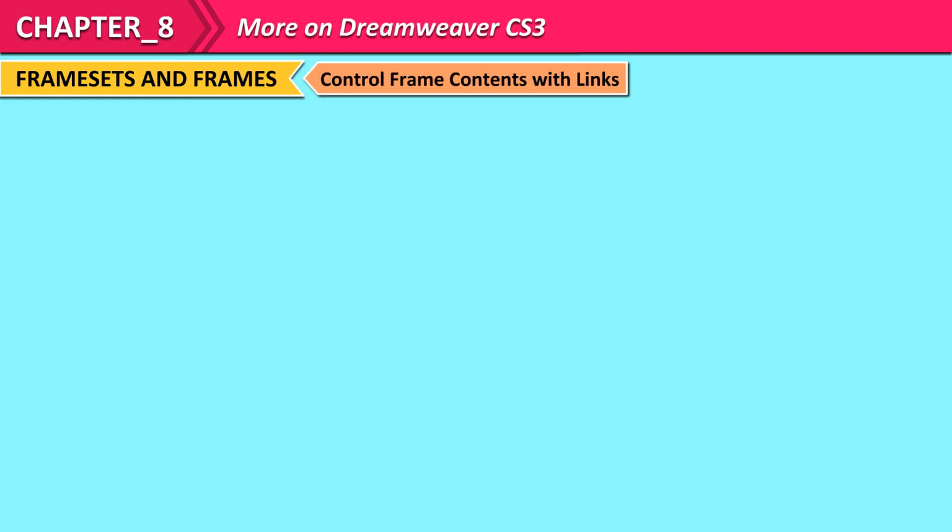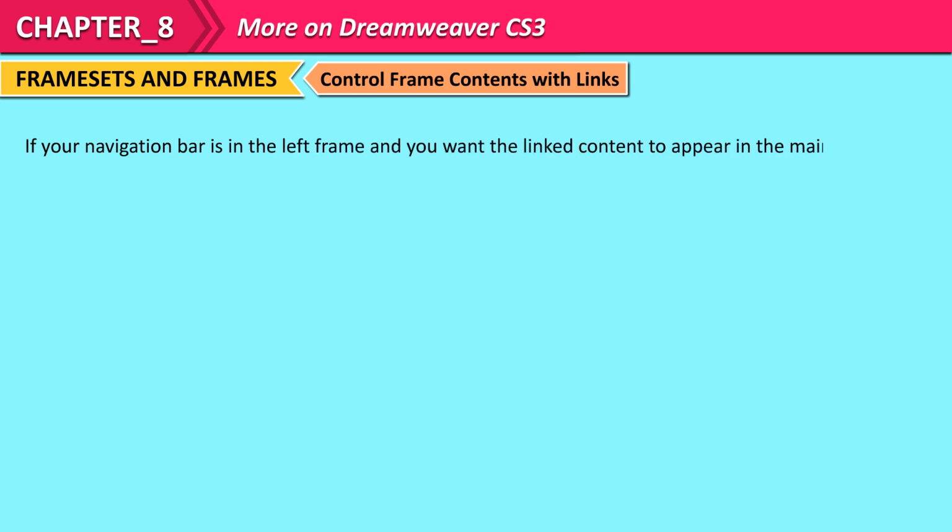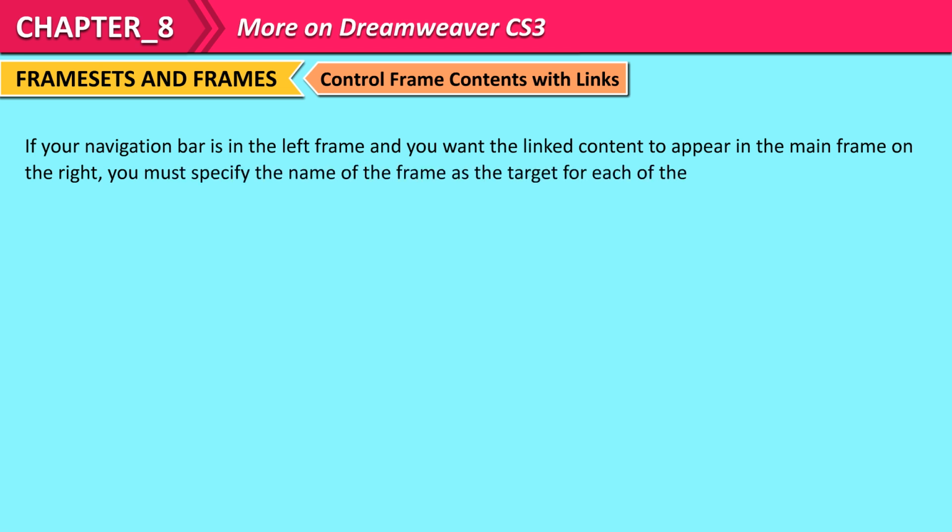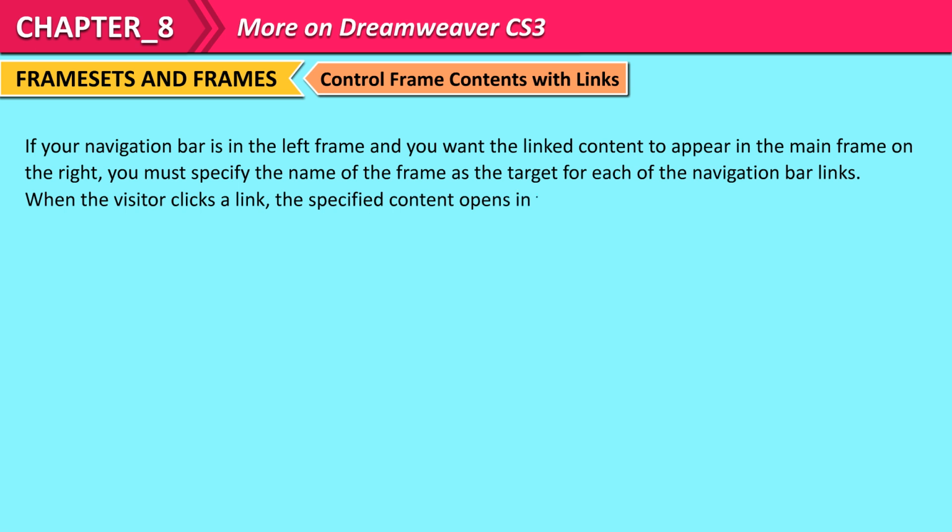Control frame contents with links. If your navigation bar is in the left frame and you want the linked content to appear in the main frame on the right, you must specify the name of the frame as the target for each of the navigation bar links. When the visitor clicks a link, the specified content opens in the specified target frame.